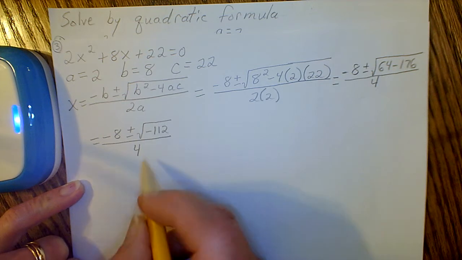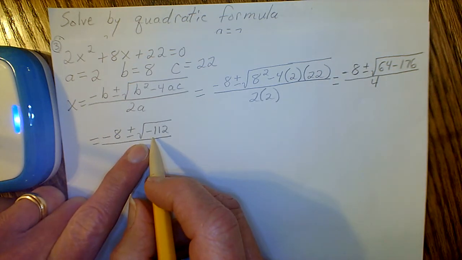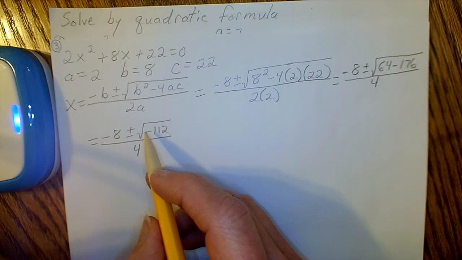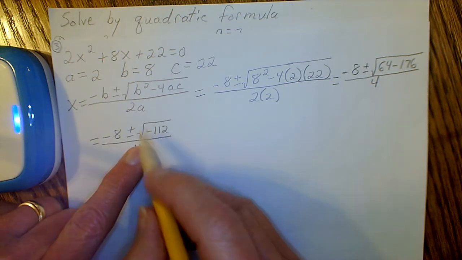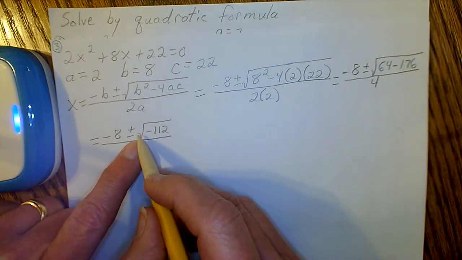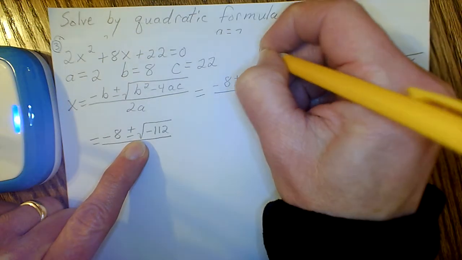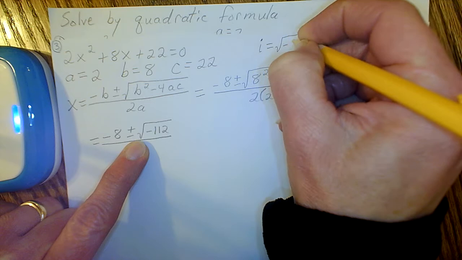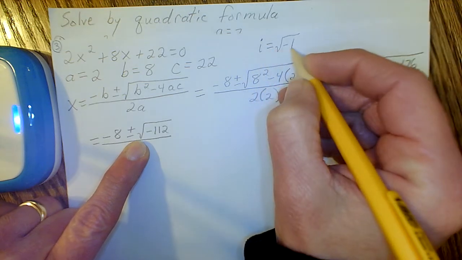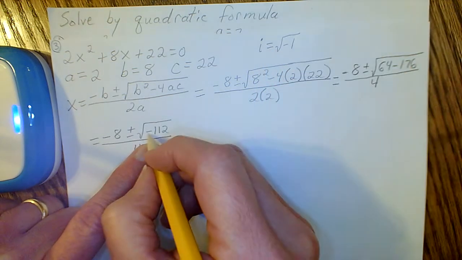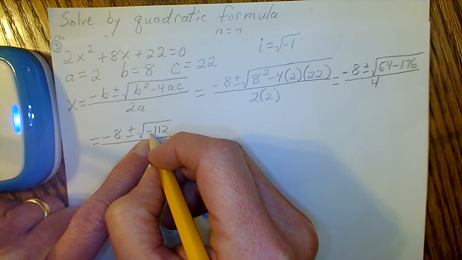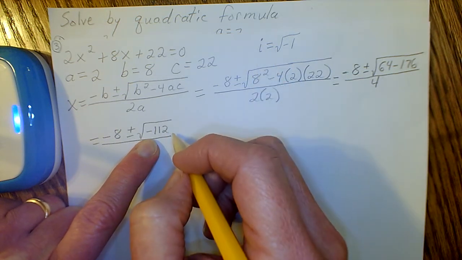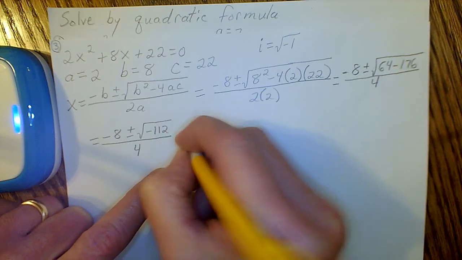But wait a minute, I thought we couldn't take the square root of a negative. Well, we can if we recognize that it's a radical with a negative inside of it. When we have a negative inside of a radical and we're trying to take the square root, remember we just use the fact that we've come up with an imaginary number, which we use for the square root of negative 1. So i is equal to the square root of negative 1. So when we've got a negative inside of a radical, then we're going to replace that with i on the outside of the radical. Let me just rewrite that step.